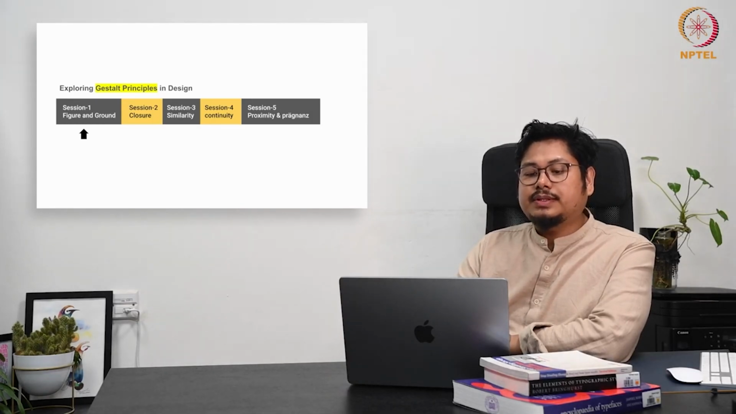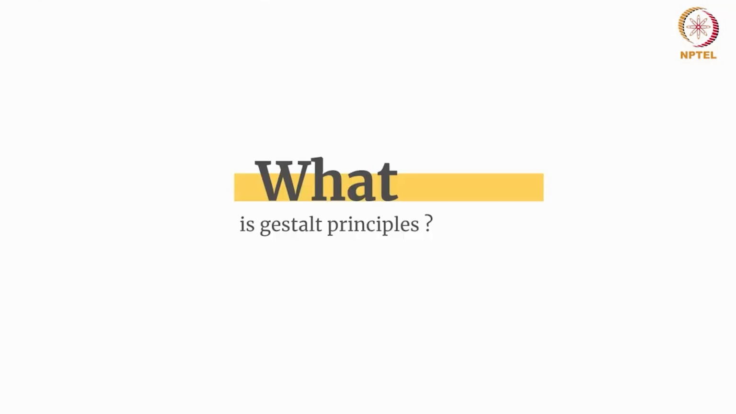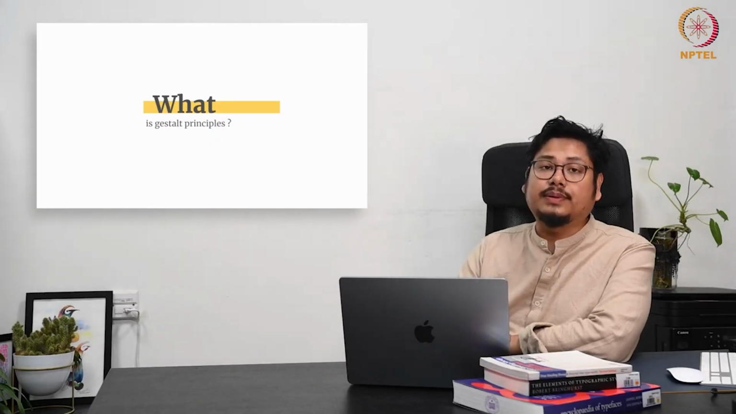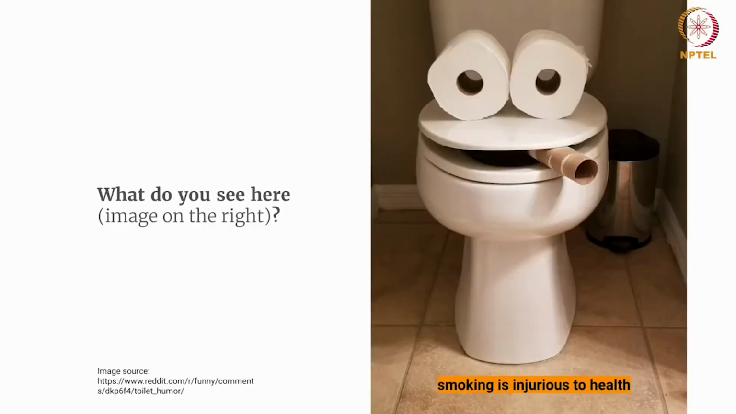So with this, we'll start with the idea of what Gestalt's principles are, right? And we'll take a few examples to understand it in a much better way. Yes. So you can see an image here, right? What do you see here? On the right side, right?